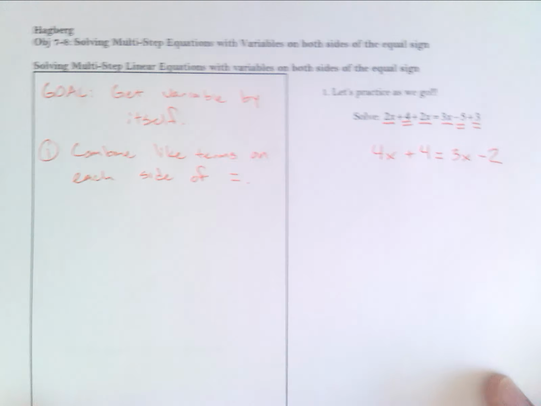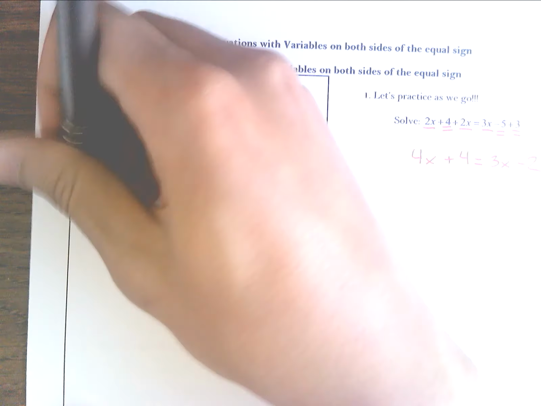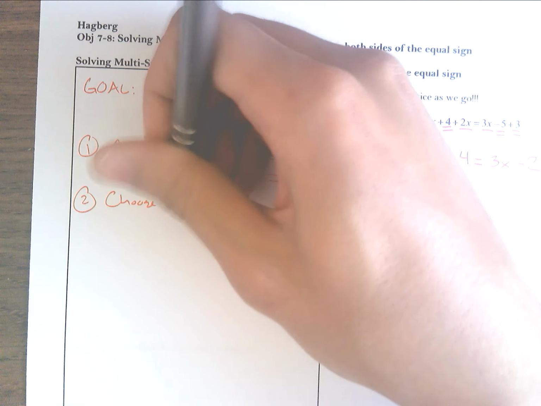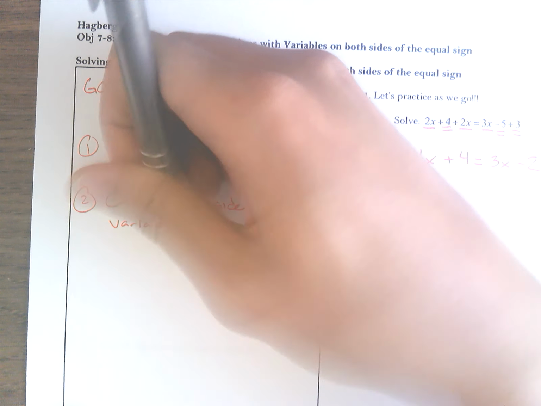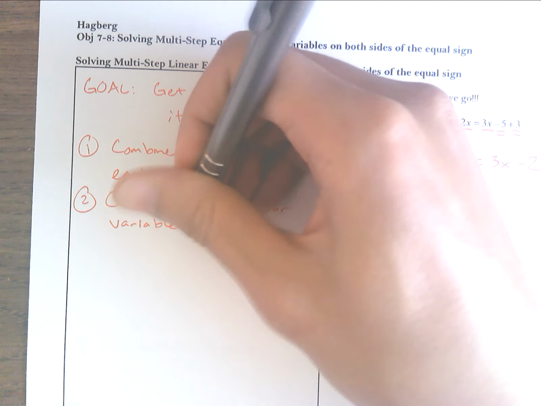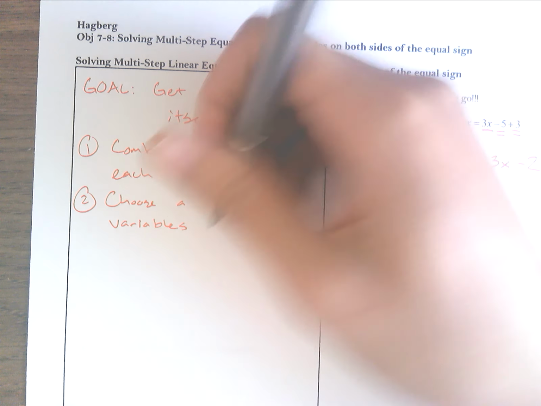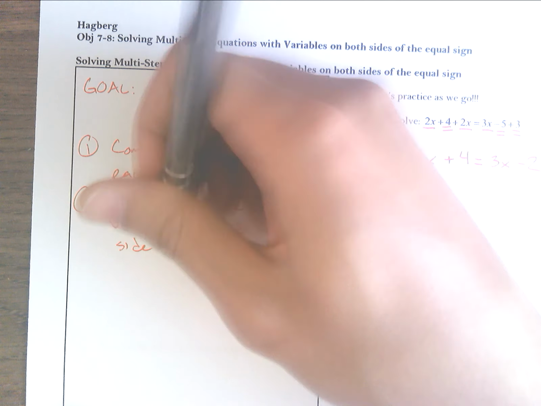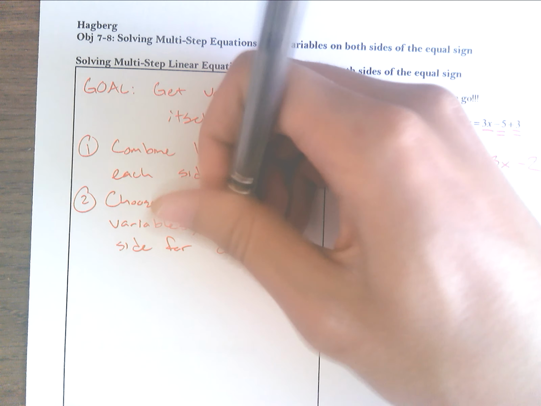Next up, our step 2 is we choose a side for variables and we choose a side for the constants. Now, what a constant is, that's just a number without a variable. So we choose a side for the variables and we choose the other side for the constants, or the numbers without variables.